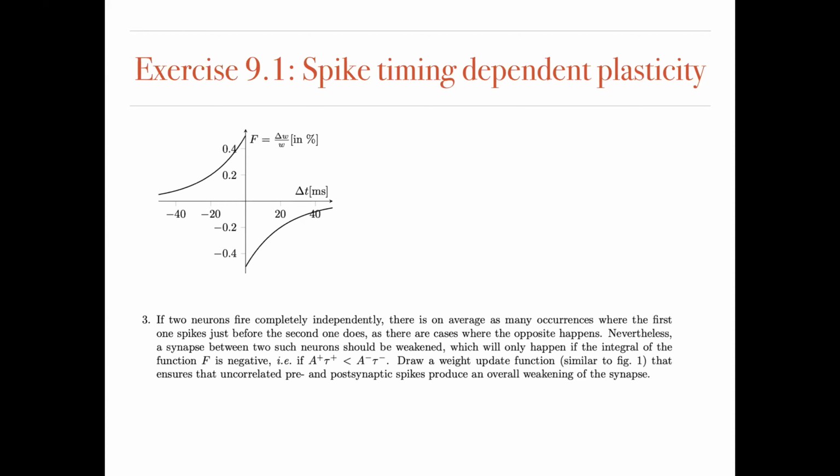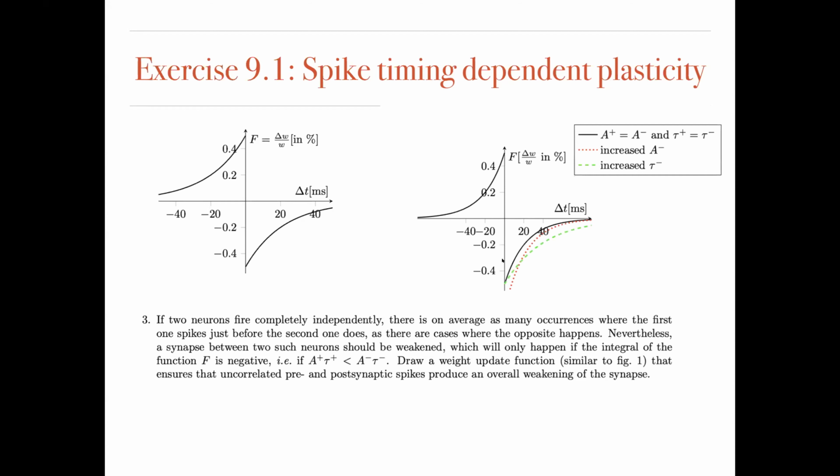And to do this, we need to modify either a minus or tau minus. And so we can get this plot in two different ways. Basically what needs to be done is that the area under the curve in the positive part of delta t, so when the pre is before the post, is larger. So a larger area under this curve will imply that the integral will be negative. And so if the spiking is uncorrelated, then it will produce an overall weakening of the synapse. Okay, so far so good.